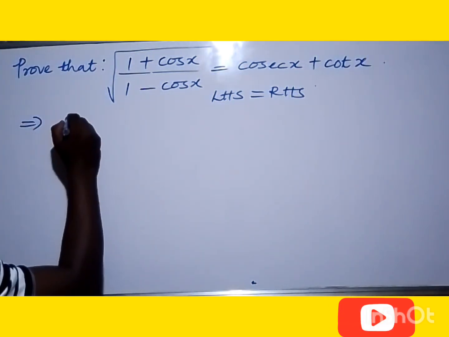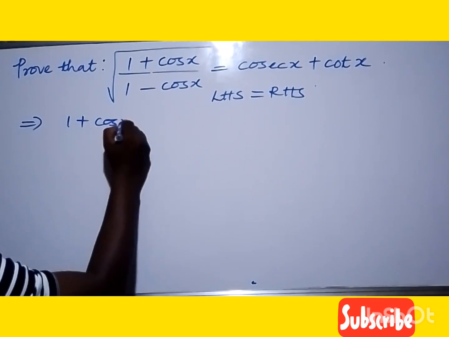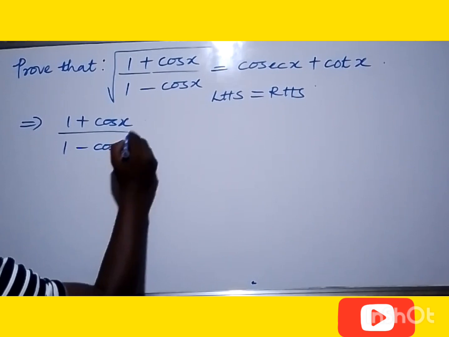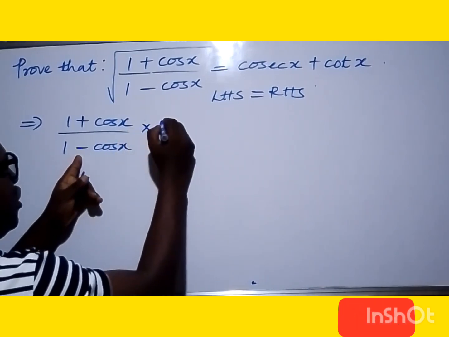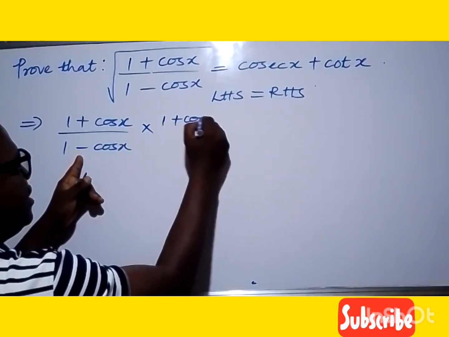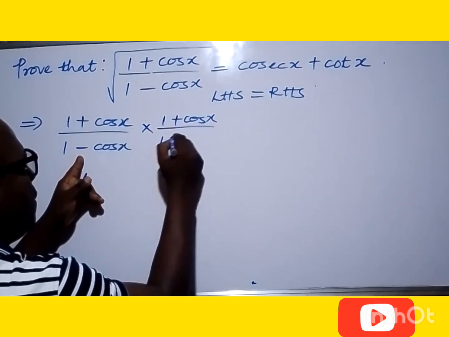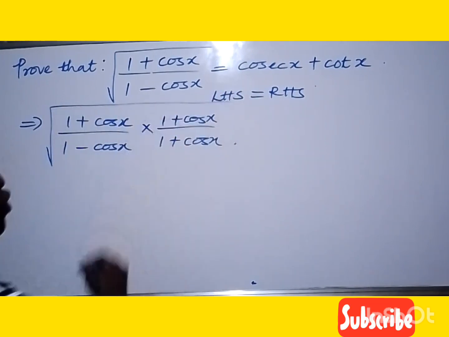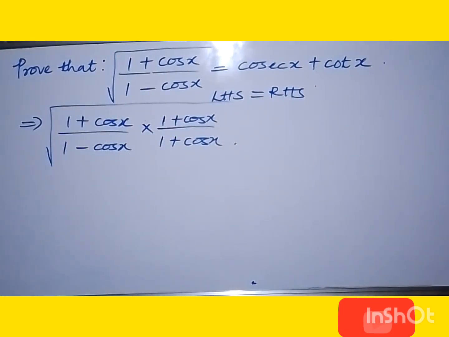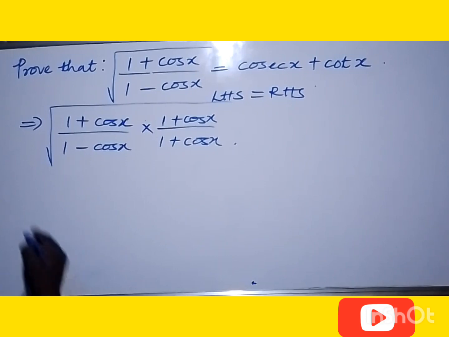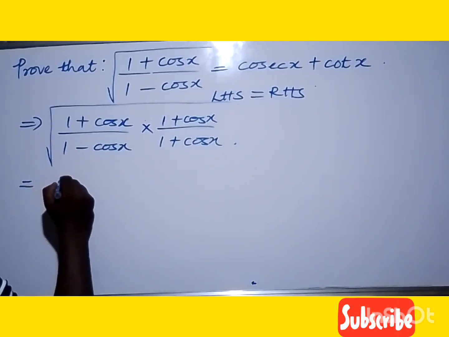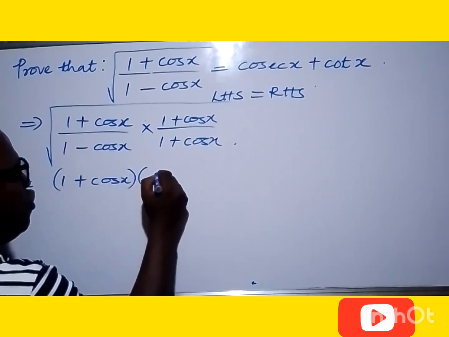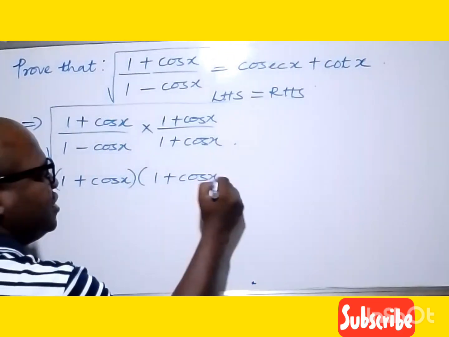We are going to have 1 plus cos x all over 1 minus cos x. So we have here now times the conjugate, that's 1 plus cos x all over 1 plus cos x. Don't forget the square root sign; the square root sign is still there. So if you multiply this now, that means we have for the numerator 1 plus cos x into 1 plus cos x.